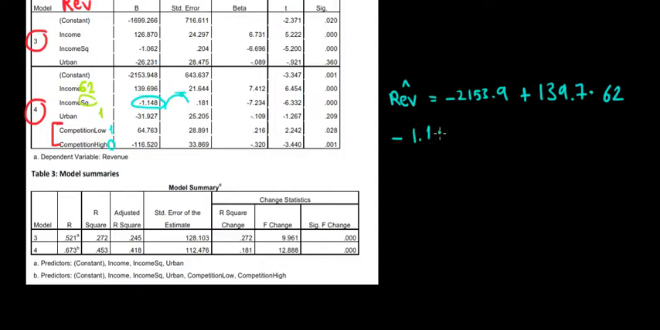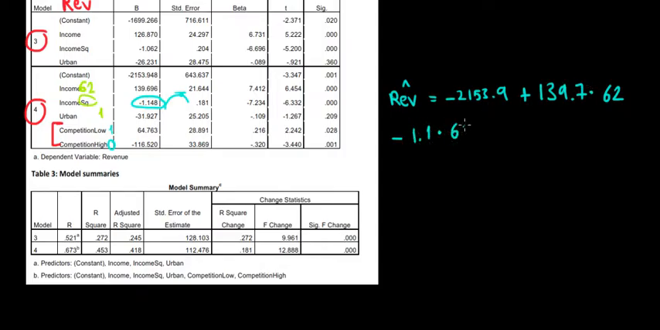Now, let's predict the value. What's going to be the estimated revenue based on this model? We will have the coefficient, minus 2053.9. I'm going to round them like that, plus 139.7 times the effect of income, the value of income is 62. Now we have to keep in mind we have the squared effect, which is negative because we have diminishing returns of income, so we have to take into account this parabolic effect. So we will have minus 1.1 times income squared.